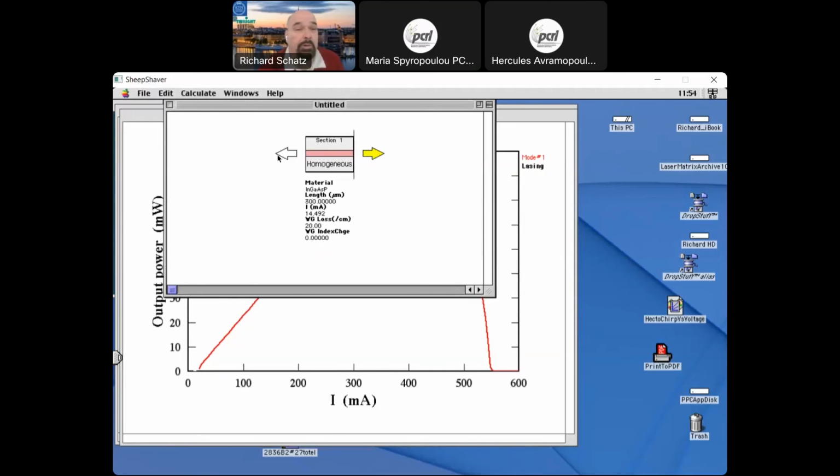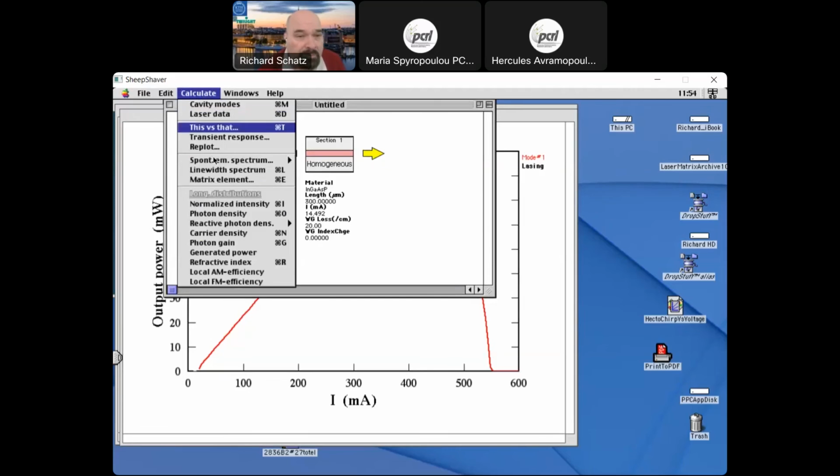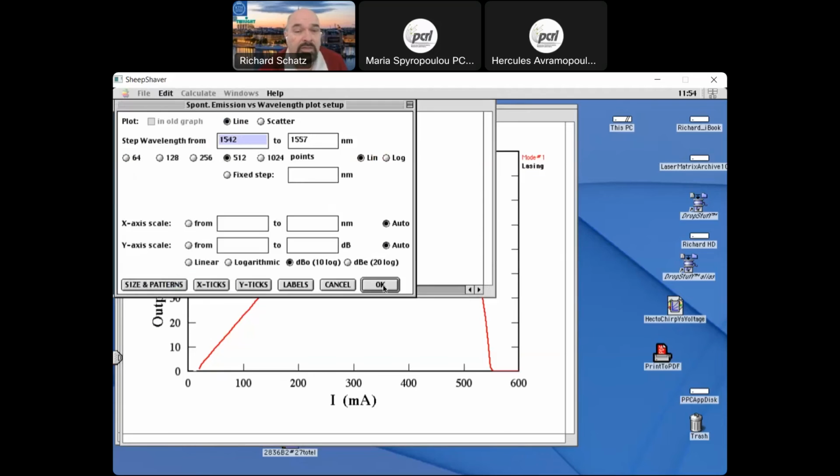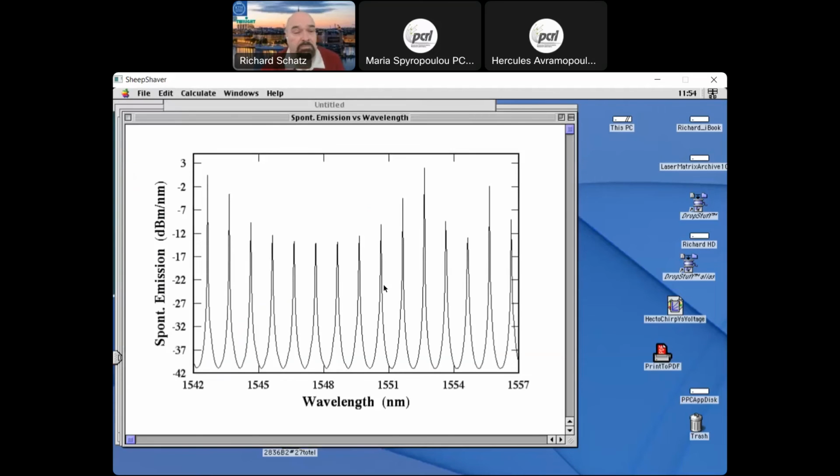The problem with the Fabry-Perot laser is its spectrum. So if you look at the spectrum here, then the spectrum of this laser looks like this. So it has many modes here. It doesn't lase on one wavelength only. It lases on many wavelengths here.